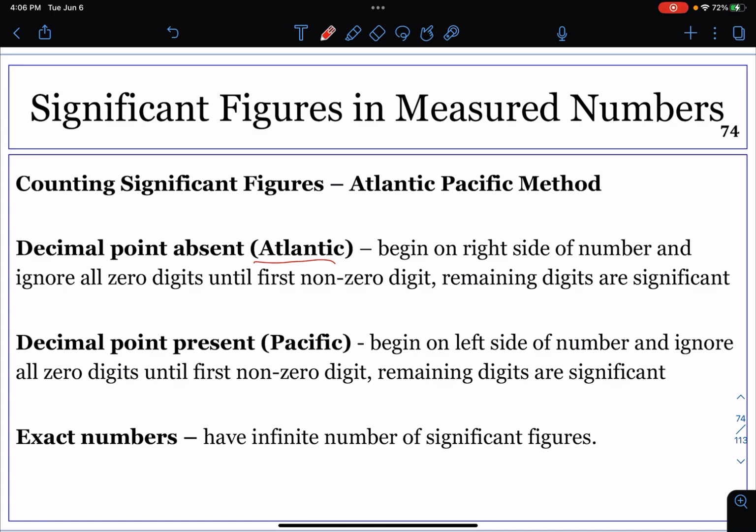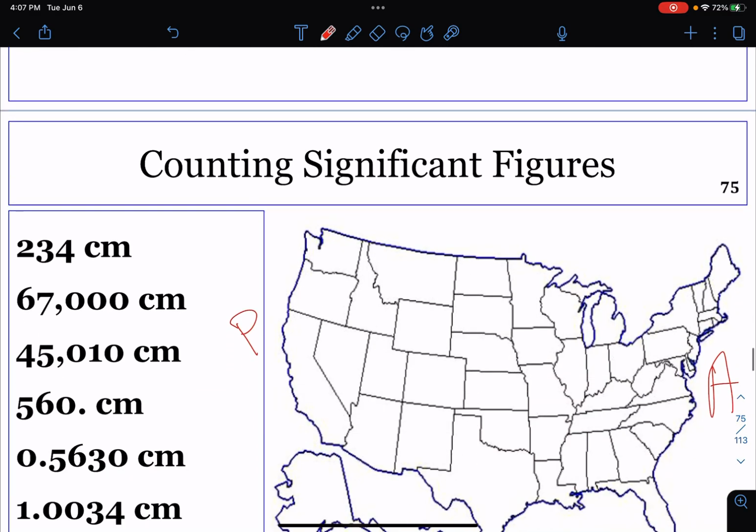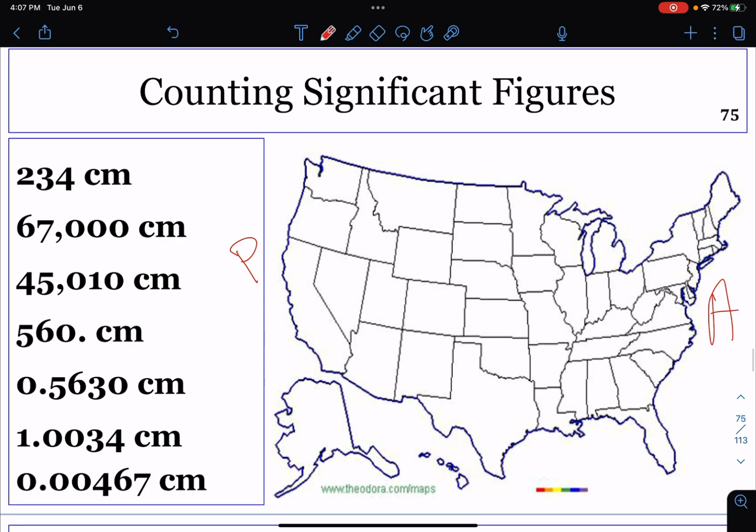If the decimal point is present, P for present, P for Pacific, begin on the left-hand side of the number and ignore all the 0 digits until you come to the first non-zero digit. That non-zero digit and all the remaining digits in that number going in the same direction are considered significant. And then, of course, the exact numbers, the counted numbers, have an infinite number of sig figs, and we don't count sig figs for them. So let's practice this with these examples.